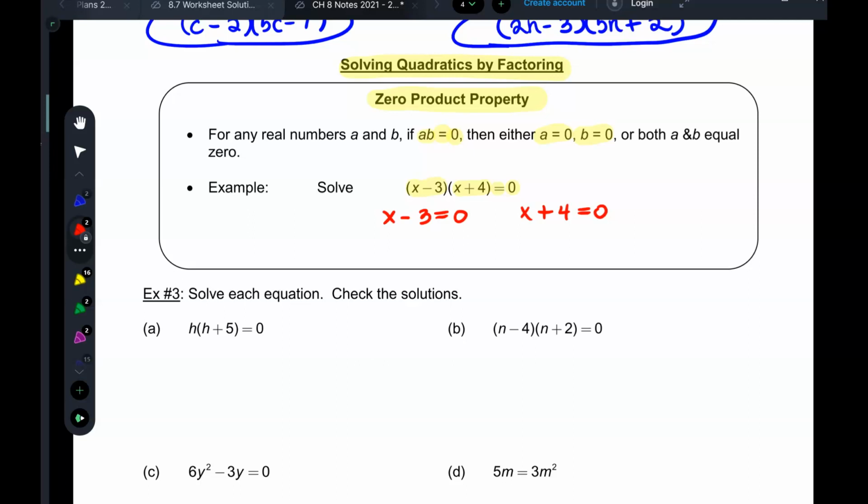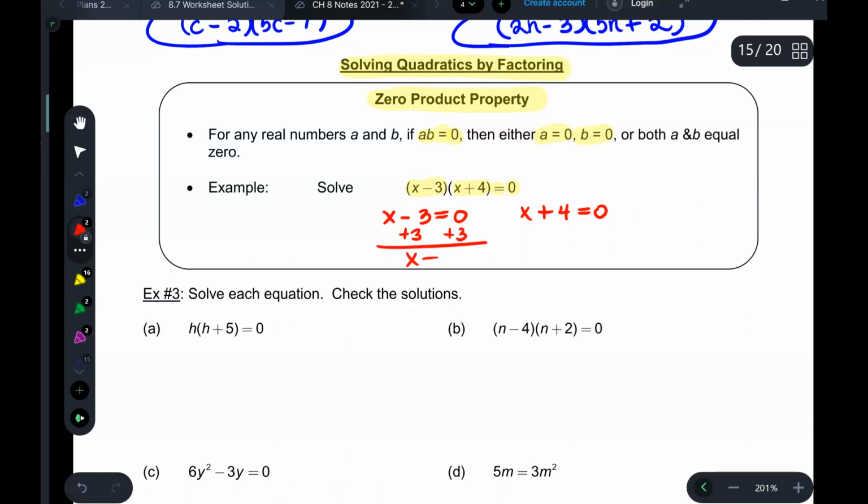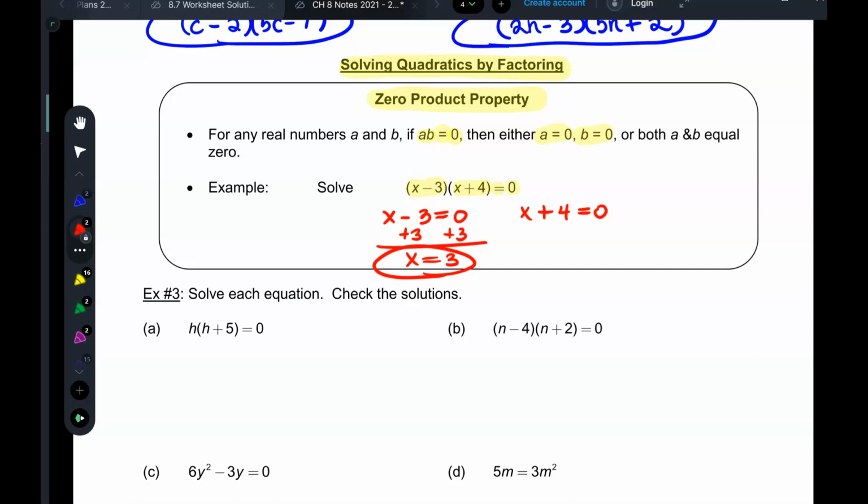Let me explain. So let's go ahead, add 3. Right, so we get x equals 3. Well, think about that. If x was equal to 3, that would make that 3 minus 3, which would make that 0. 0 times 7. Does that give us 0? Yeah, so that's a solution, right? If I were to plug that in, I can check that. Plugging in 3 here, I get 0 times 7 equals 0. That works. What's my other solution?